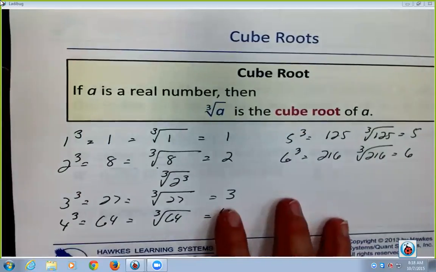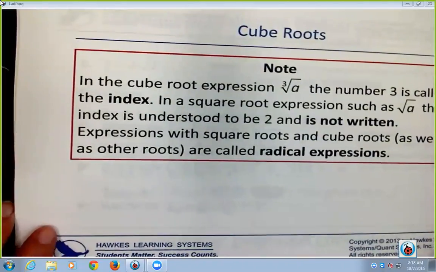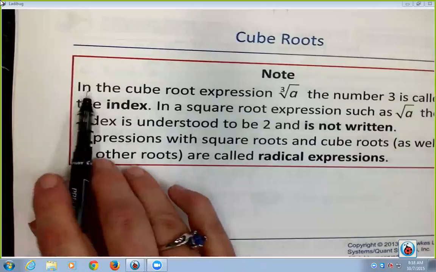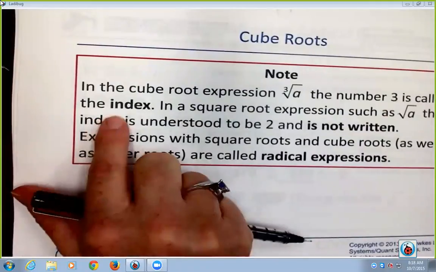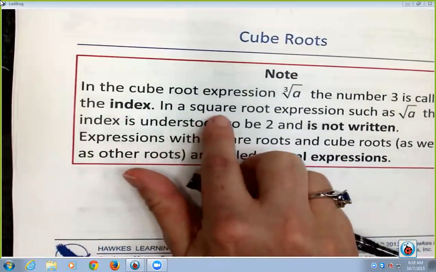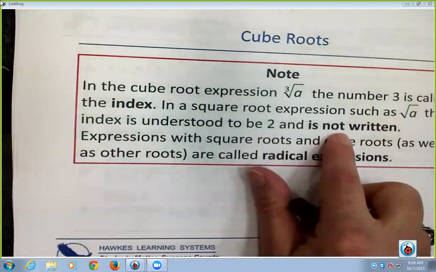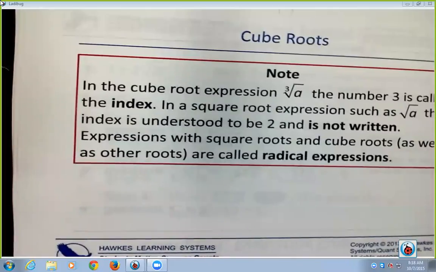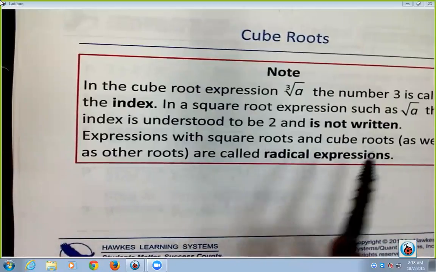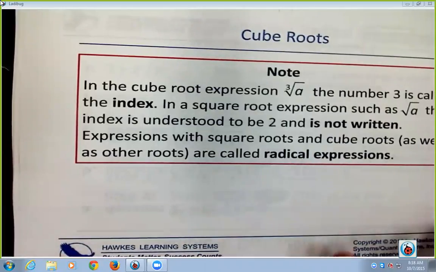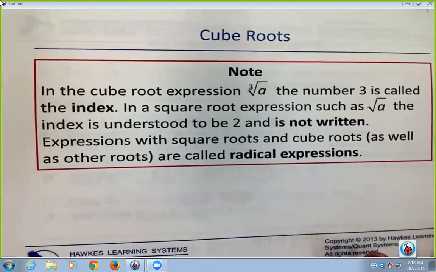So we've got cube roots. Now, the thing about cube roots is that in a cube root, the expression is the cube root of a. The number 3 is called the index, which we talked about. In the square root expression, such as the square root of a, the index was understood to be 2, and it's not written. So be aware that some of these don't show. Expressions with square roots and cube roots, as well as other roots, are called radical expressions, and we went over that so that we know that is what they are called.